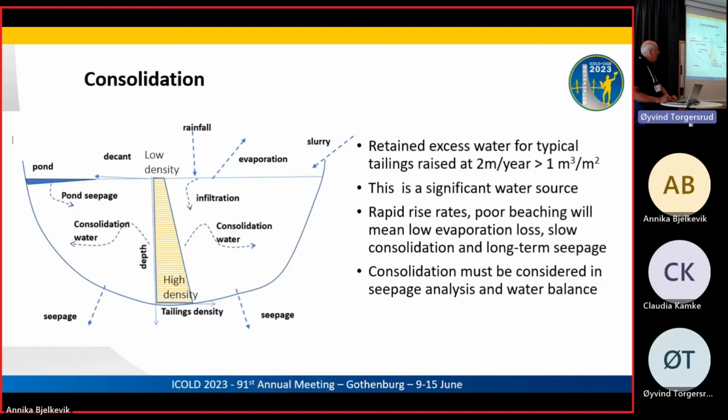And the example I've got there is that if you're raising the dam at 2 metres a year, which is what we typically find is our target in Australia, there's actually 1 cubic metre of water every year, every square metre of that dam. So that becomes a pretty significant water source, much greater than rainfall. And you'll find it's much greater than the seepage from a decant pond as well.